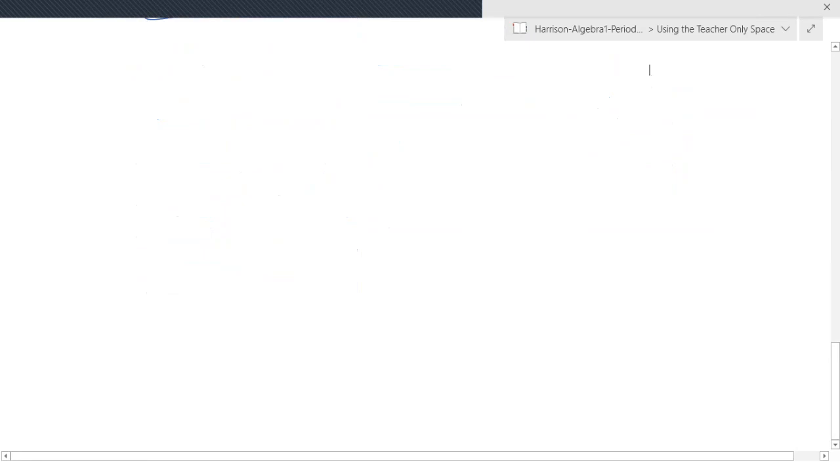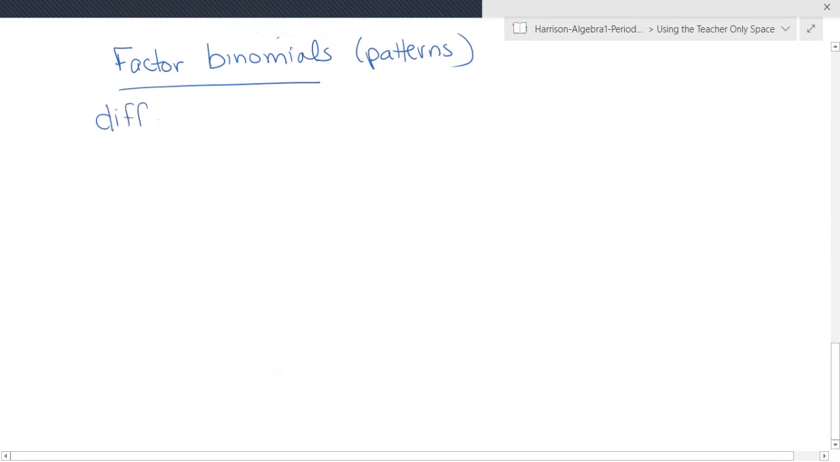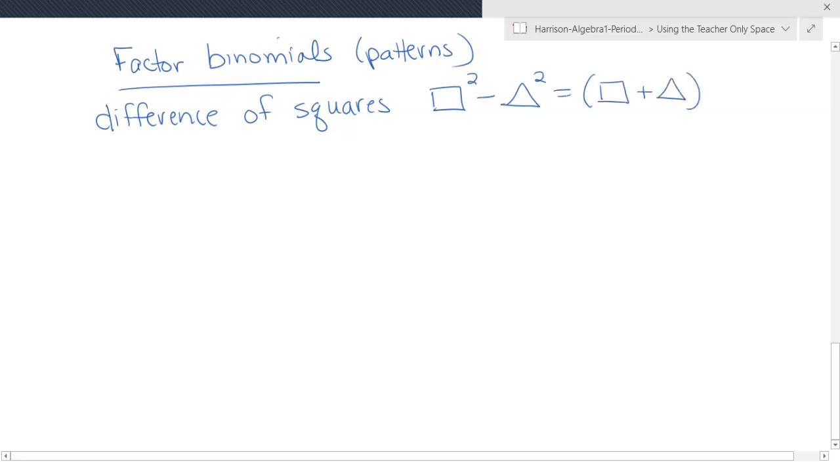The next thing we need to look at is factoring binomials, which involves the use of patterns. So for example, I have the difference of squares, and the difference of squares basically means you have something squared minus something squared that will always factor as the sum of those bases times the difference of the bases.